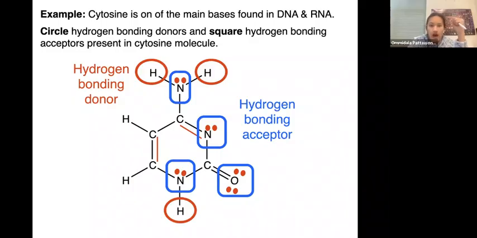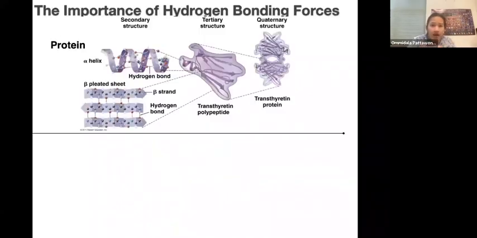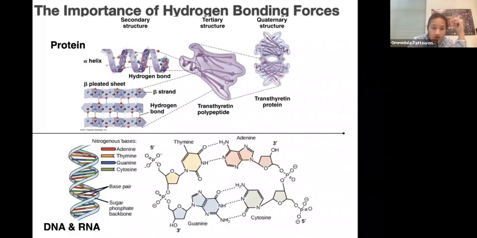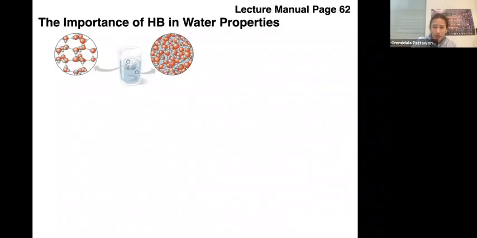Okay, so of the two examples that I showed you, one is an amino acid, right? And this is the base found in DNA and RNA. The hydrogen bonding force is actually very important because it is responsible for the secondary, tertiary, and quaternary structure in proteins, and also the helix structure of DNA and RNA as well, right? Because of all of these hydrogen bonds. The hydrogen bonding forces are also responsible for the special property of water as well.